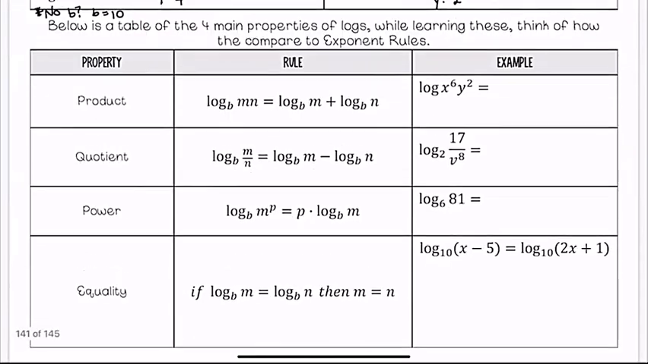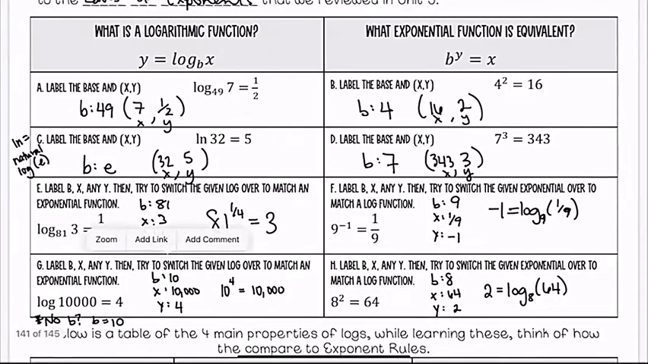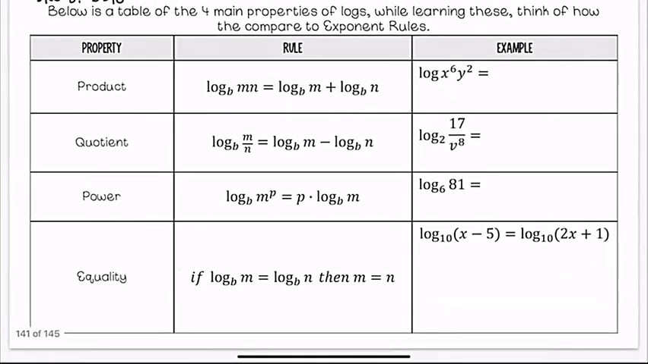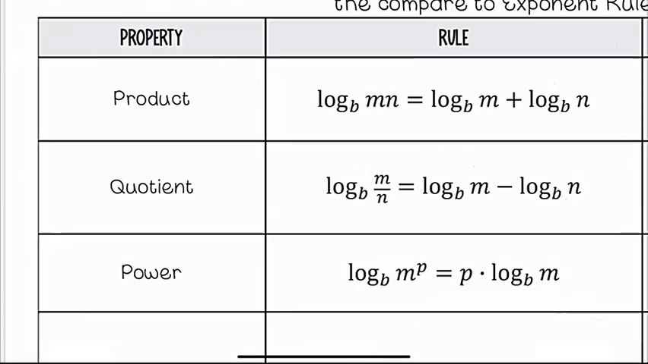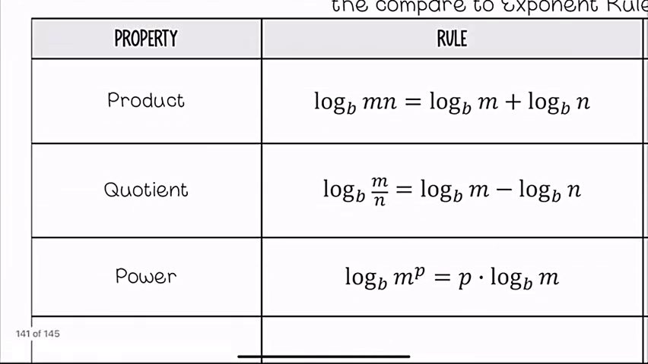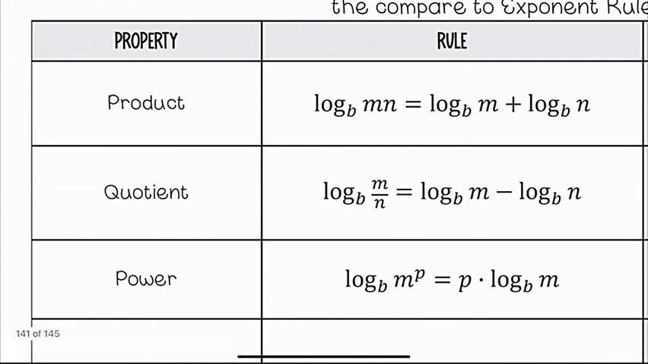Okay, at the bottom here, now that we've practiced going back and forth and identifying stuff, we're going to look at the properties. Remember how I said these are linked to our exponential ones? I'm going to go over these three here, and we'll save this one for the next set of notes. We have product, quotient, and power.